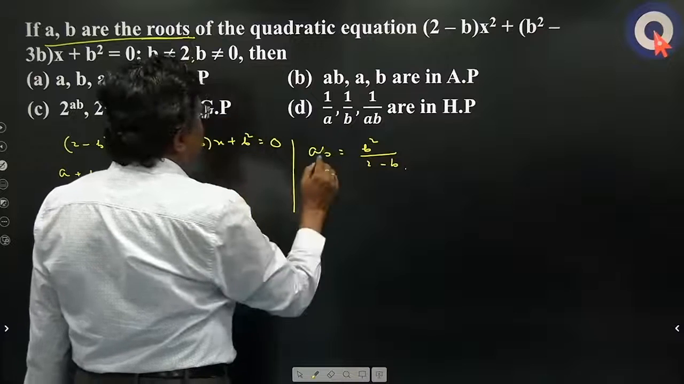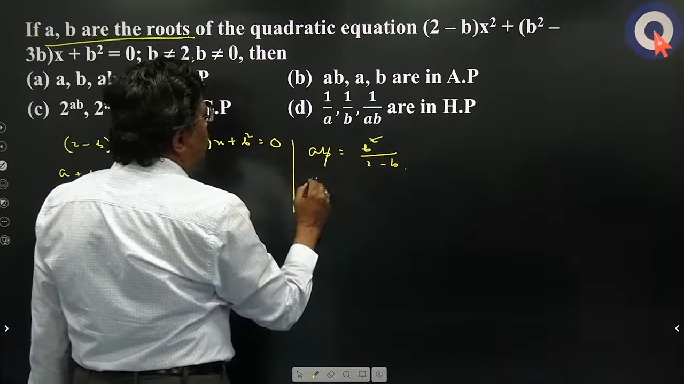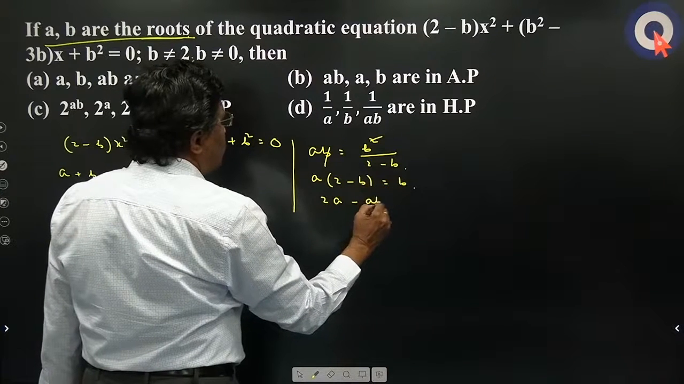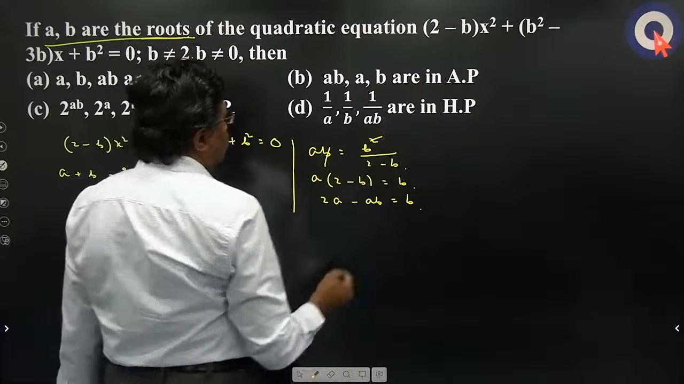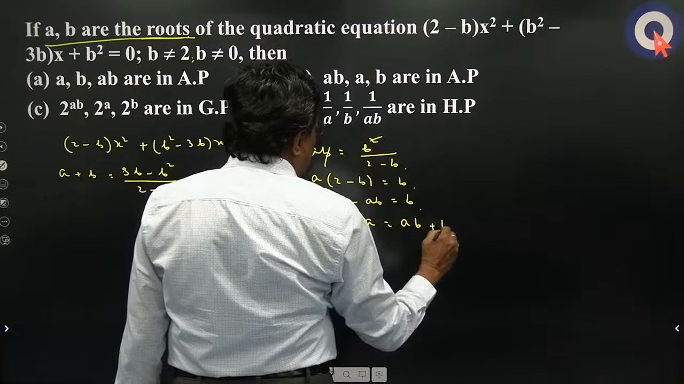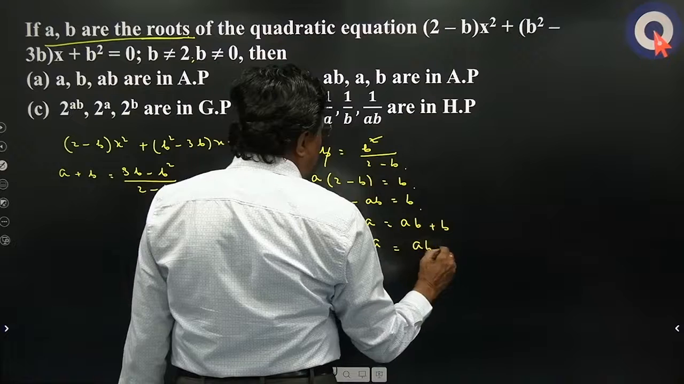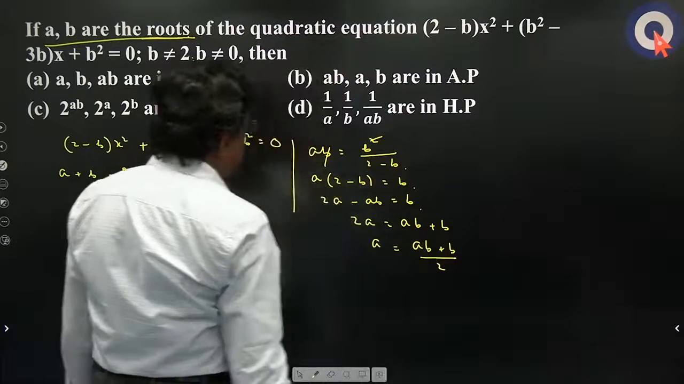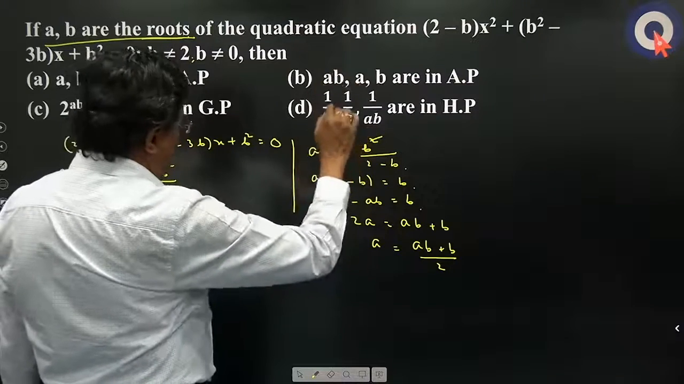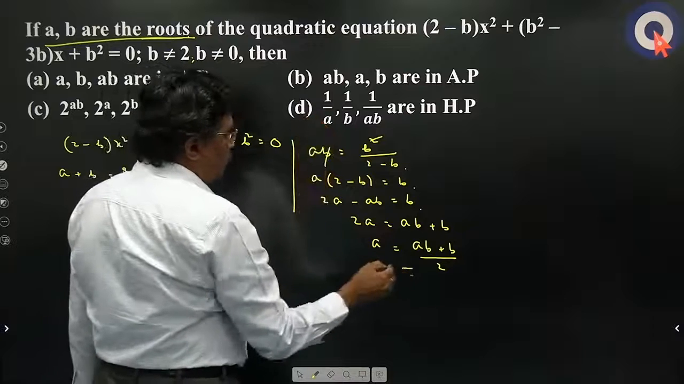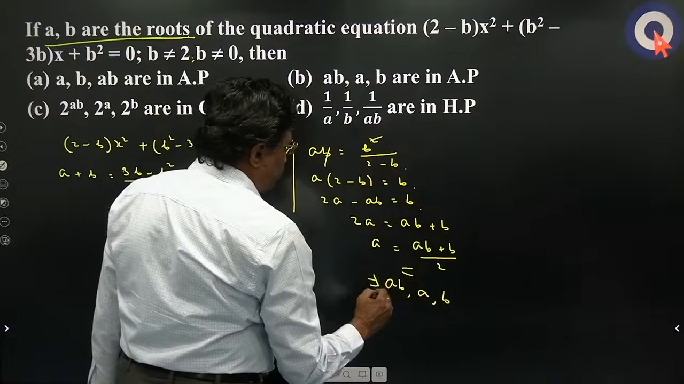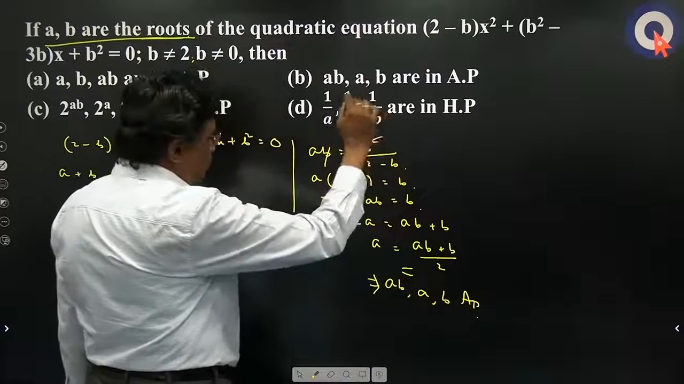So since b not equal to 0, I can cancel one b and write this as a into 2 minus b is equal to b. So you have 2a minus ab is equal to b. So you have 2a is equal to ab plus b. So a is equal to ab plus b by 2. So you can see a, b are in AP from this. We can say a, b are in AP. They form an AP.